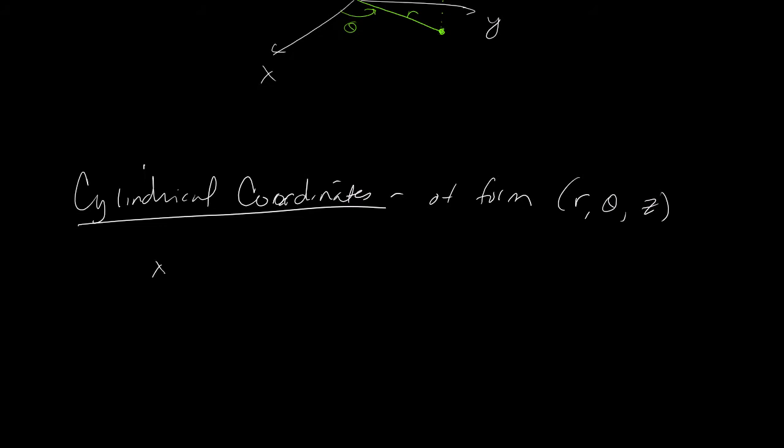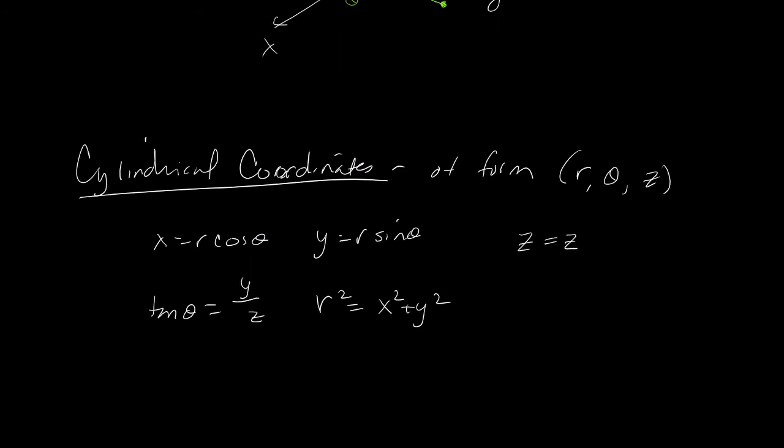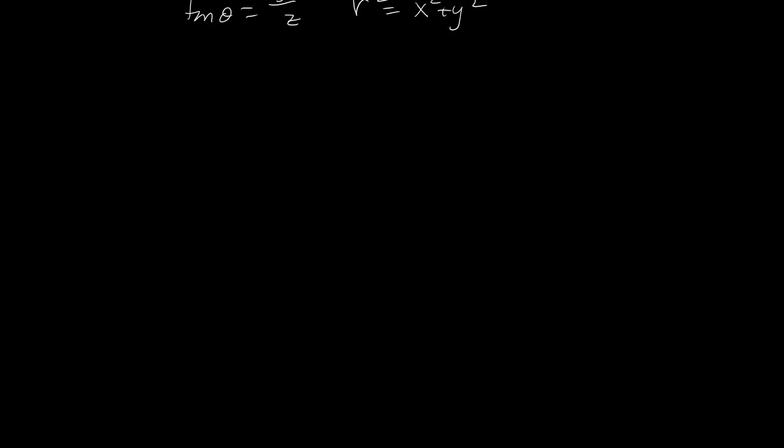So we have x is equal to r cosine theta, we have y equal to r sine theta, we have tangent of theta equal to y over x, we have r squared equal to x squared plus y squared. The only difference is now we have z, which is z. So it's the exact same value in both rectangular coordinates and the cylindrical coordinates. So let's do some examples where we convert between the two different types.